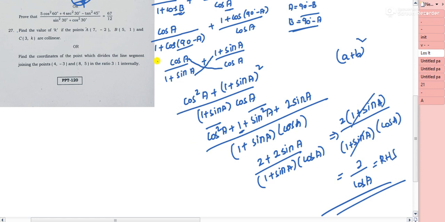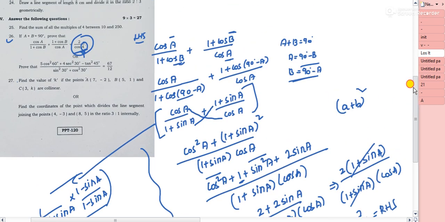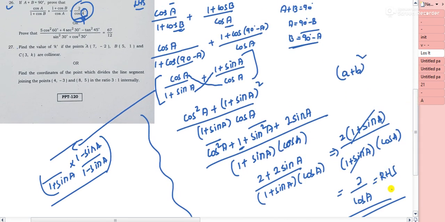Okay, and there is one more method. See what you could have done at this step. You could have rationalized this 1 plus sine A by multiplying with 1 minus sine A. Even using this step, you will get the answer. So there are many ways to solve a question which is asked from the identity chapter. Okay, but the thing is you should get whatever they have asked in the RHS. So we have got this and therefore this is the final one. Okay, you can try using this one as well. So moving to the OR question, I hope it's clear.